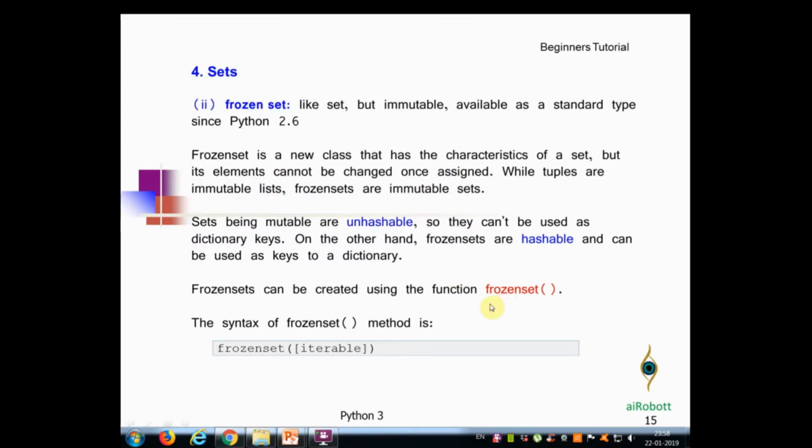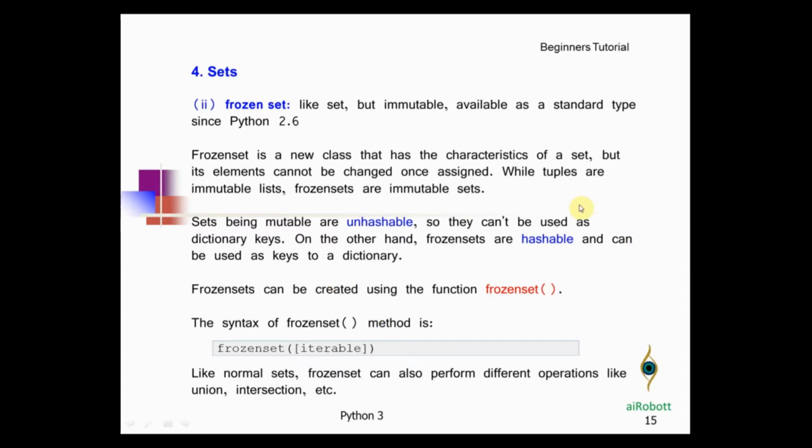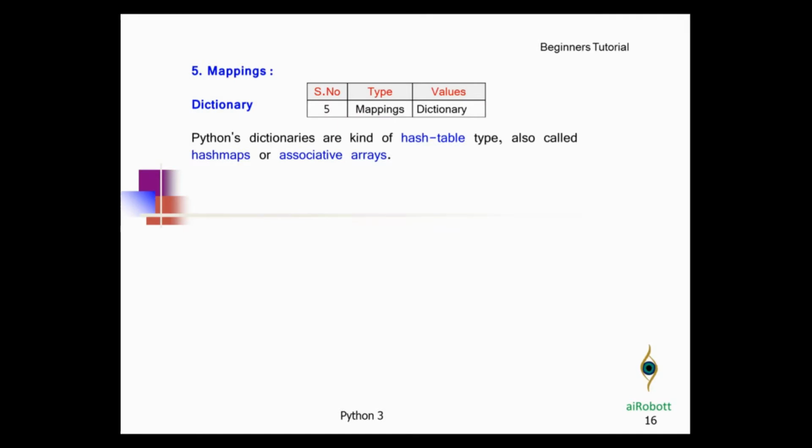Frozen set operations. Like normal sets, frozen sets can also perform different operations like union, intersection, etc. Python's dictionaries are a kind of hash table type, also called hash maps or associative arrays, which means that an array element of the list is associated with a definition, rather like a map in Java. They work like associative arrays or hashes found in Perl and consist of key value pairs.